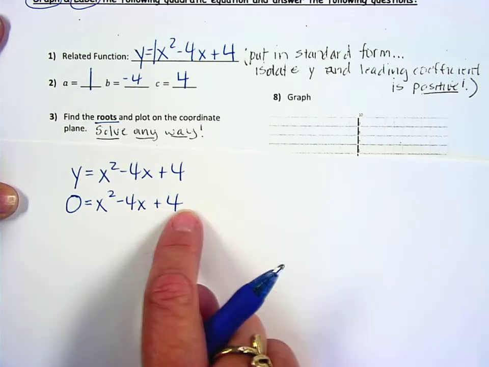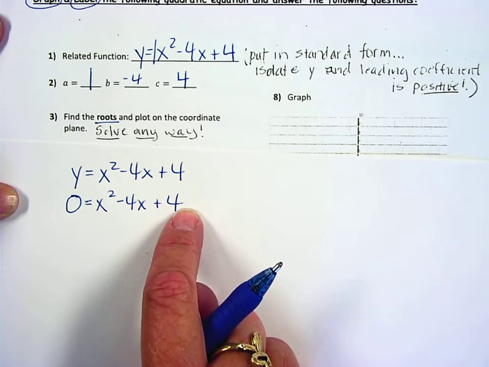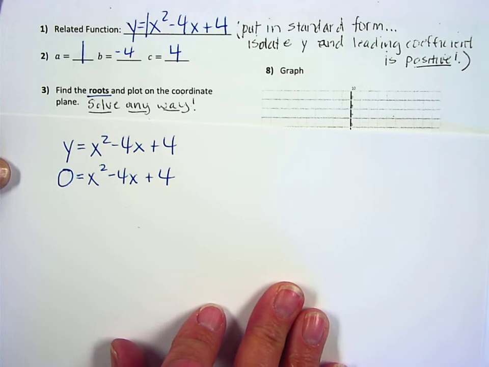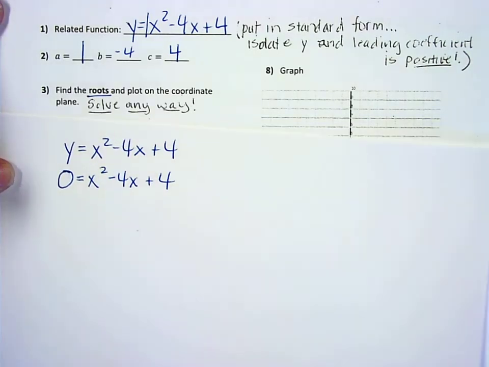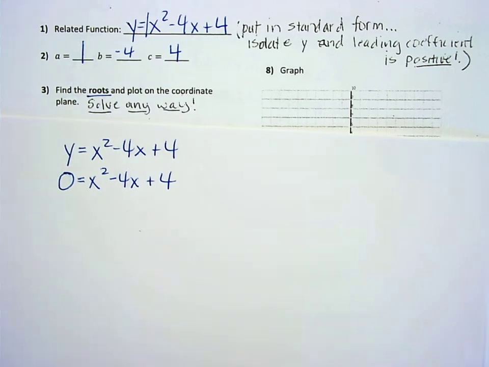Now the question is, how are you going to solve this? Well, I can solve it any way I want to. It doesn't tell me how to solve it. So I've got choices. I can try to factor it. I can use the quadratic formula. I can complete the square. I could graph it, but that's not the best way to find the roots. The two ways that work the best for me, I factor it if I can, and then if I can't factor it, I'll use the quadratic formula.